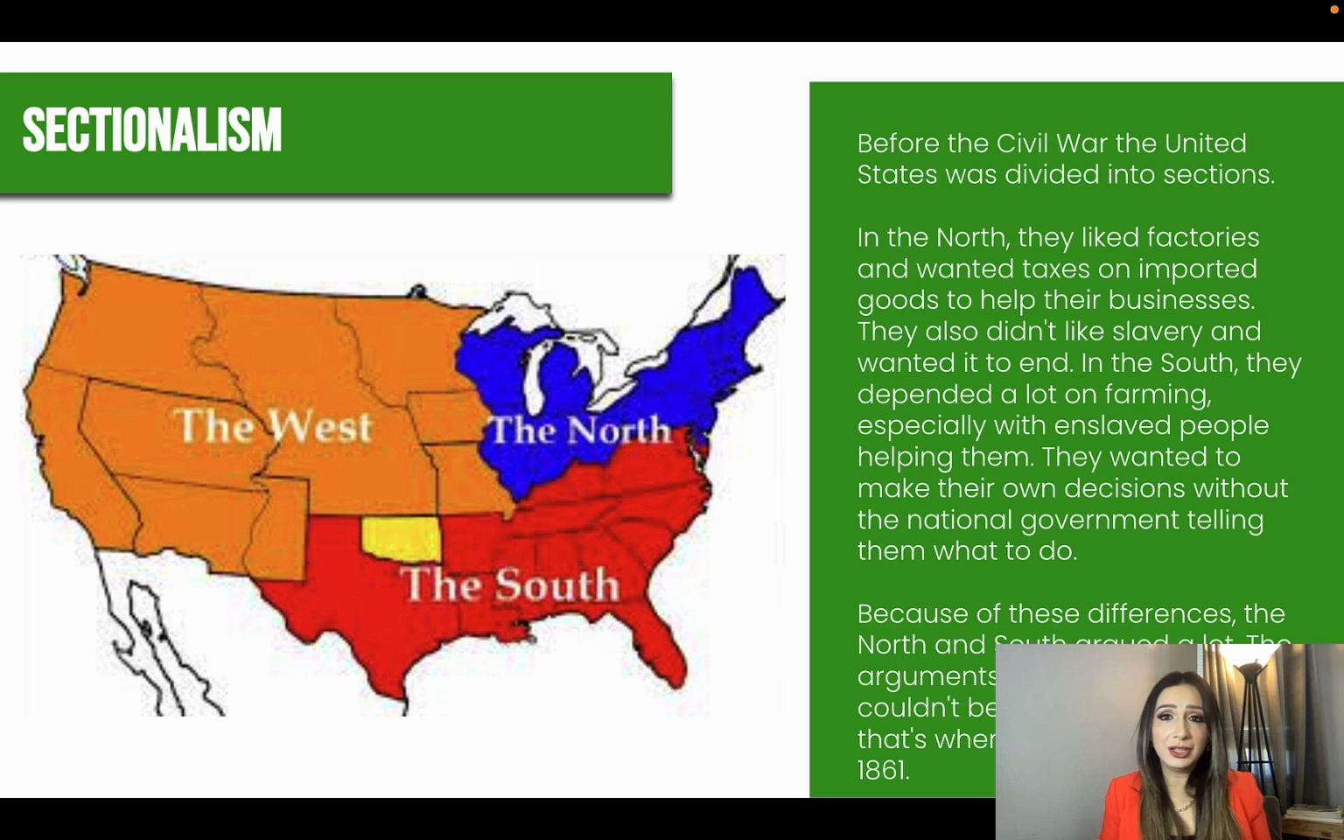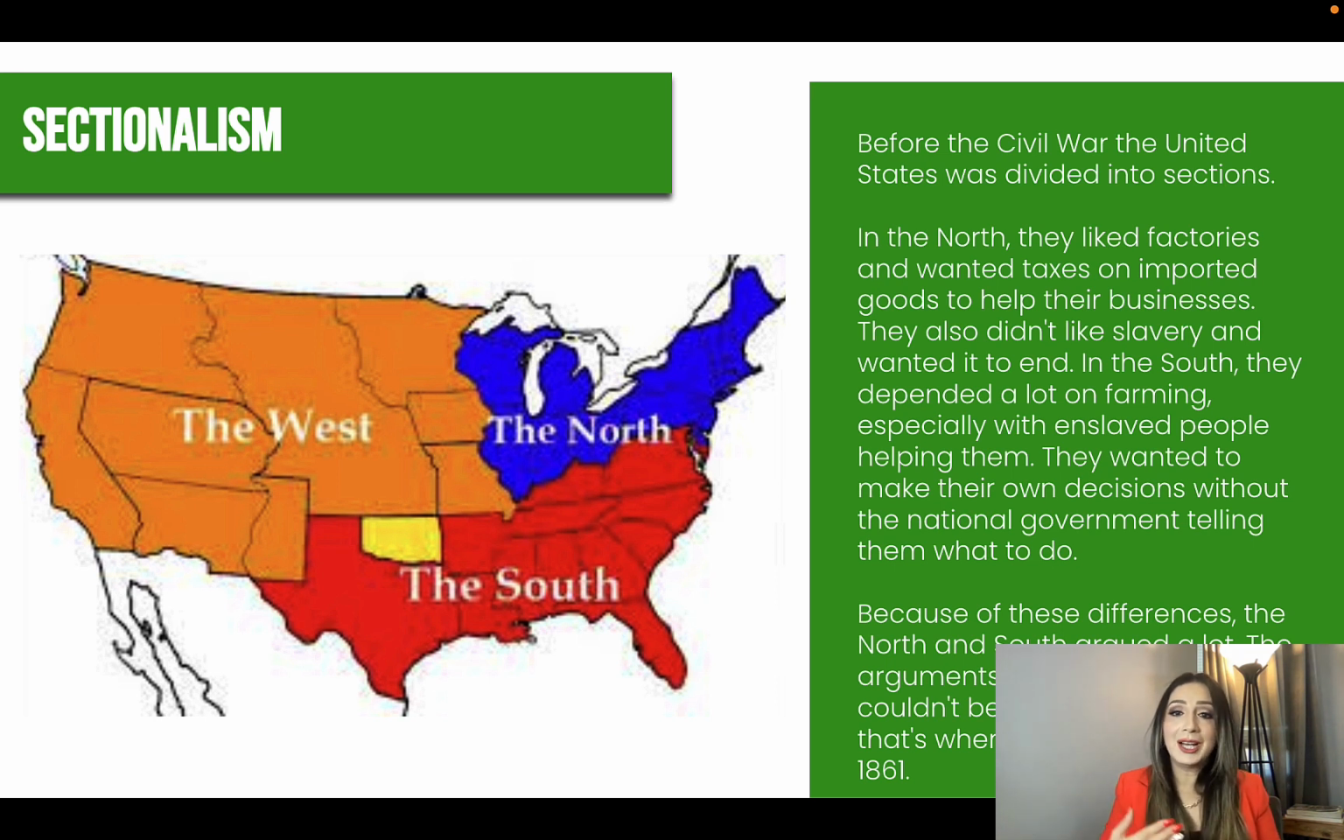So sectionalism becomes a cause of the Civil War. And what this means is that the United States was divided into three sections during this time. And the people living within those sections are now pledging allegiance to their section, meaning they love their section more than the United States. And so the reasons why this happened were economic reasons.